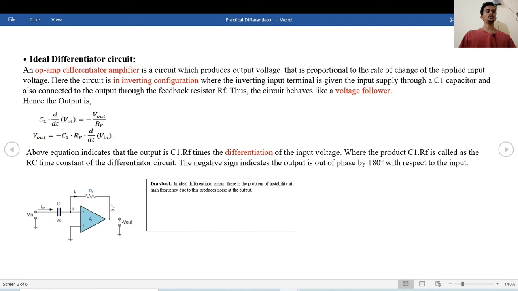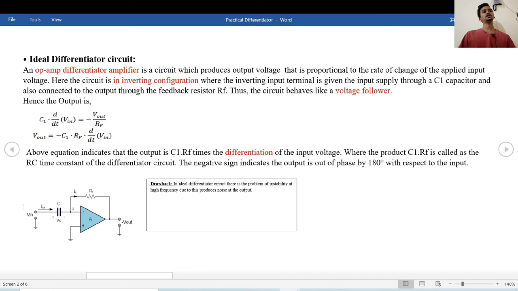From the above equation, it indicates that the output is R1 into C1 times the differentiation of the input voltage, where the product R1 into C1 is called the RC time constant of the differentiator circuit. The negative sign indicates that the output is out of phase by 180 degrees with respect to the input.